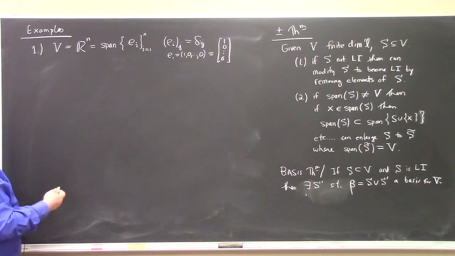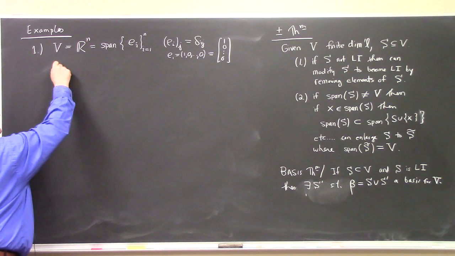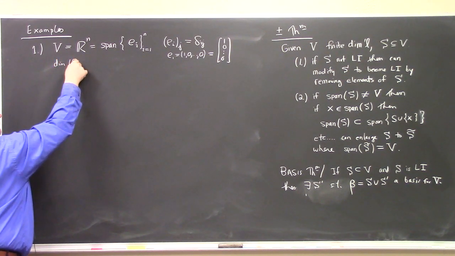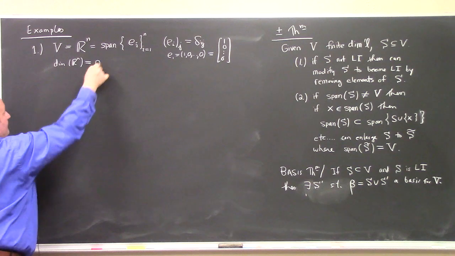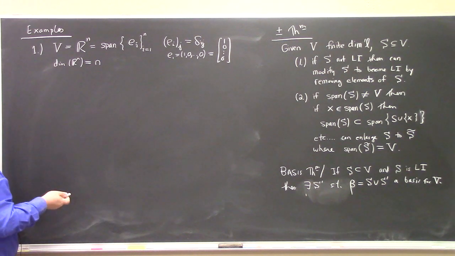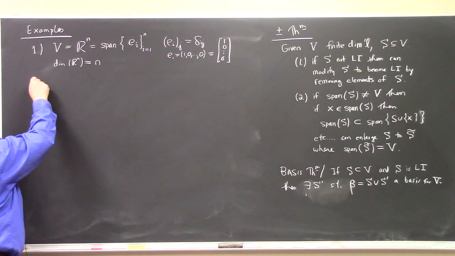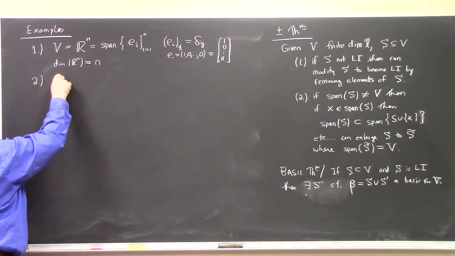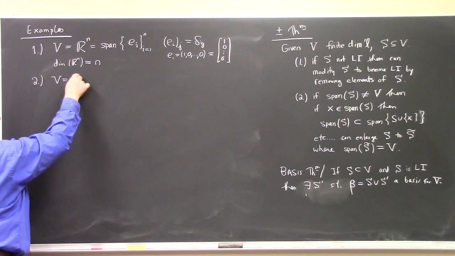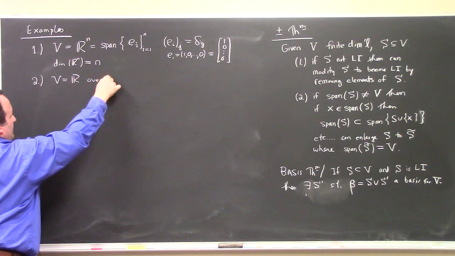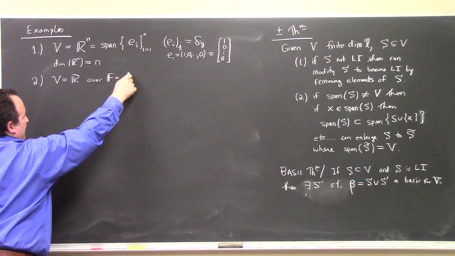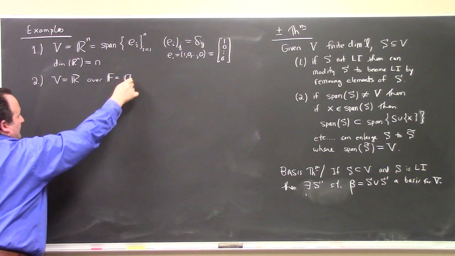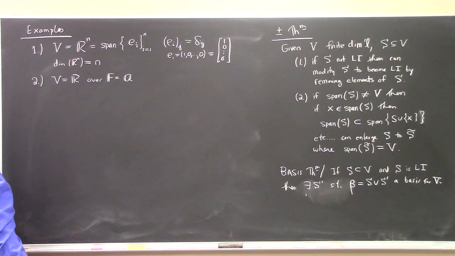So R^n. Now, how many? The dimension of R^n is n, over the reals anyway. Let me just give you a perverse second example. If you take V as the real numbers over the field of rational numbers, this is an example you won't see discussed in a reasonable linear algebra class. This is sort of more the province of real analysis.